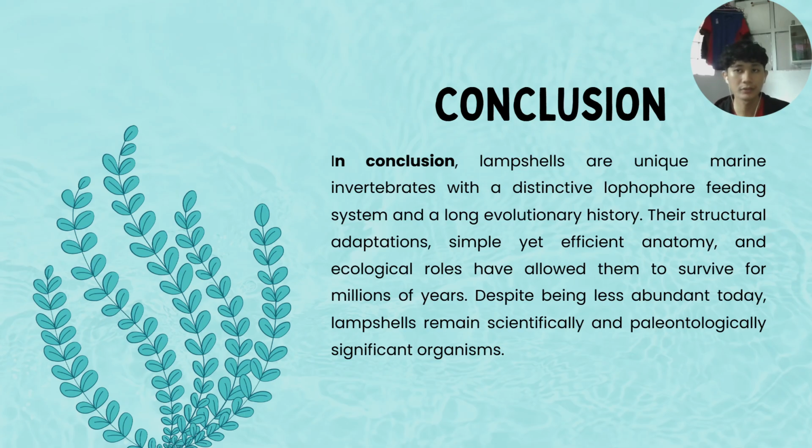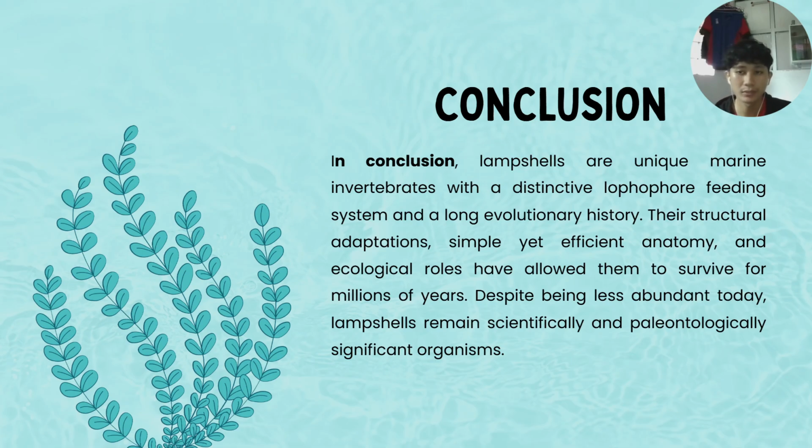To conclude, lamp shells, also known as brachiopods, are unique marine invertebrates that have survived for hundreds of millions of years. So they are distinguished by their lophophore feeding system, which allows them to efficiently filter food from seawater. Although their anatomy appears simple, it is highly adapted for survival, including their strong shells and attachment structures. So lamp shells have an exceptionally long evolutionary history and have survived major extinction events.